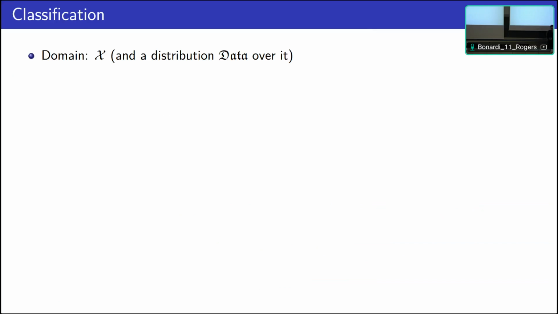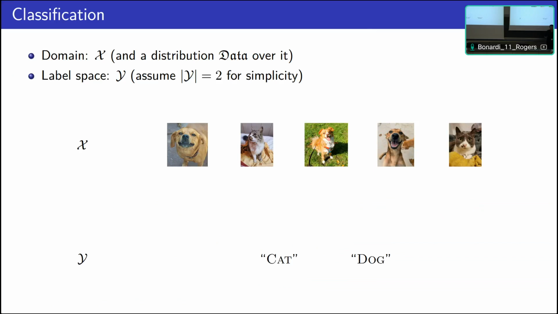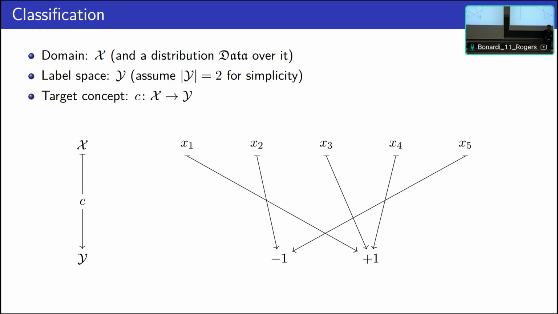So I have a domain of inputs X and a data distribution over it, the classical example being a domain of pictures of cats and dogs. And we have a label space that we'll assume to be binary here for simplicity. The usual one is cat and dog. And we have a target concept that we're trying to learn that is mapping the pictures to the right label. More abstractly, we'll consider generic inputs X_i and labels plus and minus 1.